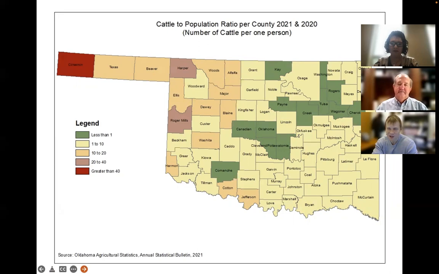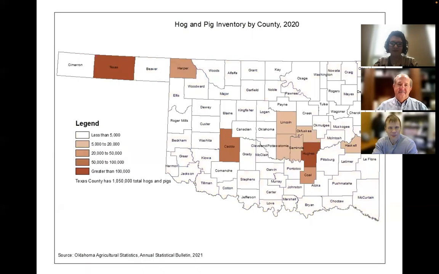There's a lot of cattle and not too many people in Cimarron County, and so that will be a trend to keep an eye on. Next slide. Hogs and pigs. Not as much of an economic dependency for most of our counties, but you can see a couple of counties where that obviously is an important thing.